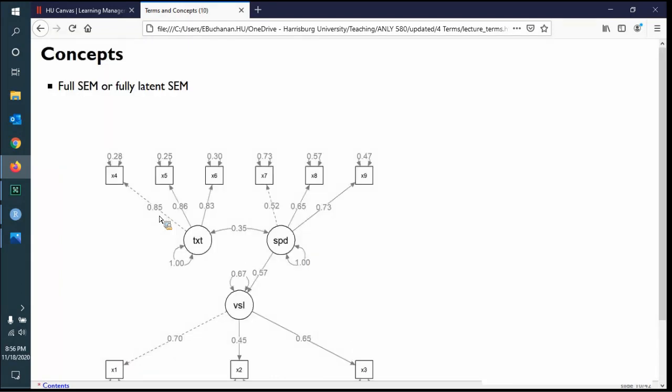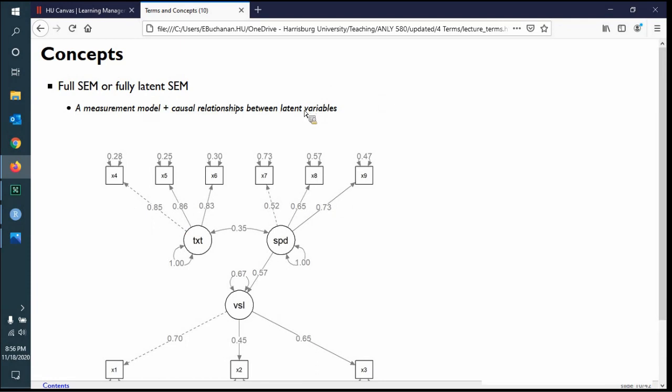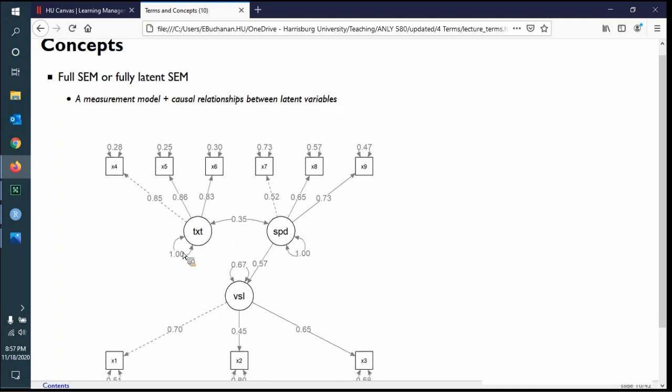Contrast that with the full model, or the structural component of the model. Sorry, I don't know why it doesn't say the structural component here, but a full SEM, or fully latent SEM, is where I have the measurement model plus some sort of causal relationship between latent variables. And the causal relationship between them is called the structural model. Not to be confused with the terminology structural equation model, but it's the measurement model, like this section here for speed, this section here for text, and the structural component, this relationship of speed predicting visual.